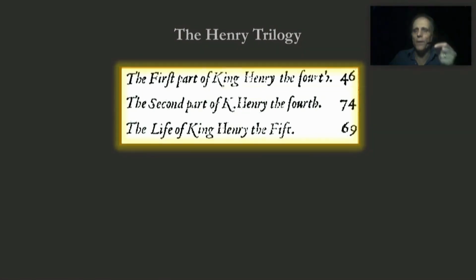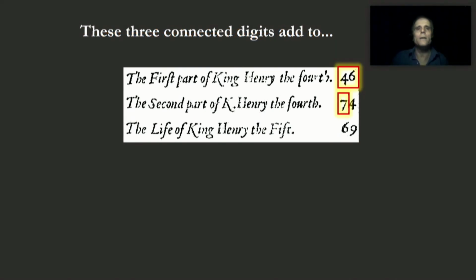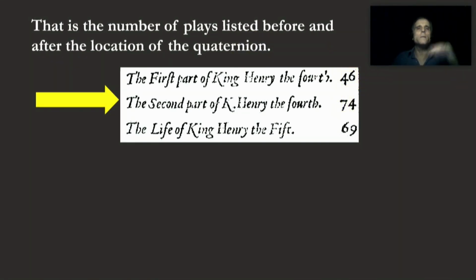While looking at this, I asked, why did the compositor begin Henry V on page 69? There must be another reason other than to direct attention to Theorem 20 in the Monas Hieroglyphica. Some readers would not have known about the book and missed the clue. Looking the section over one night several years ago, I stumbled upon something simple, yet startling. These three connected digits of 4, 6, and 7 add to 17. This is the number of plays listed before and after the location of the quaternion.